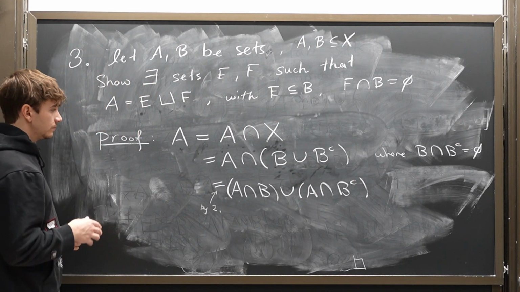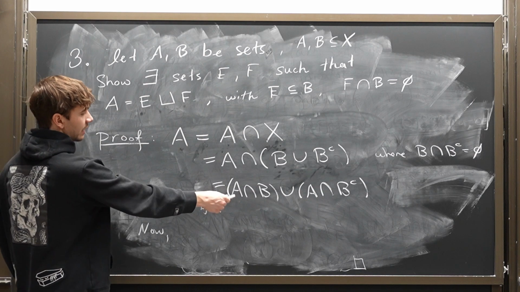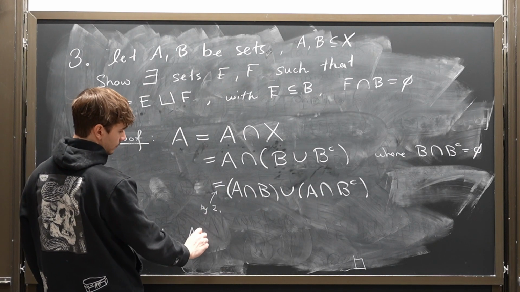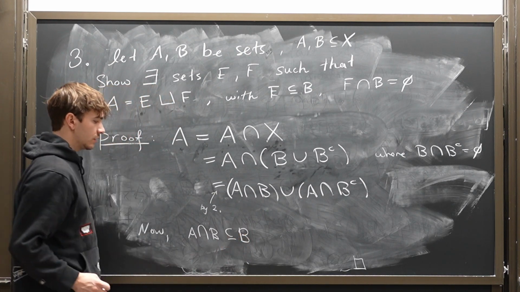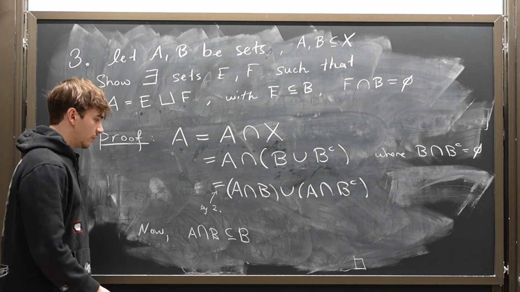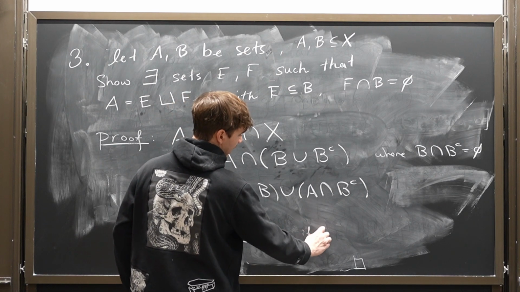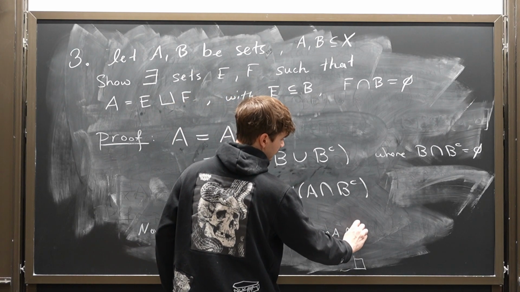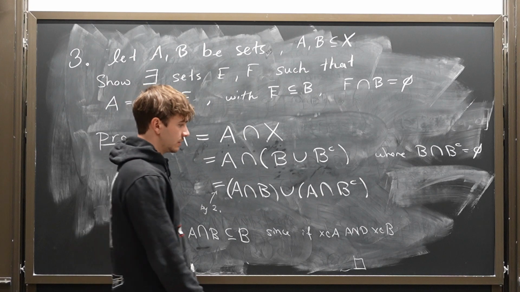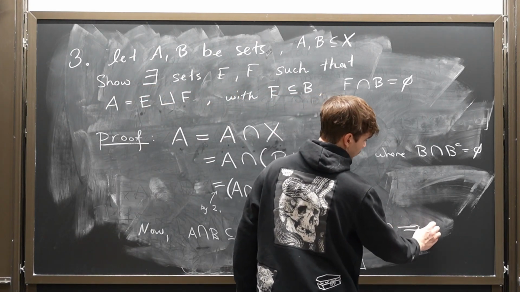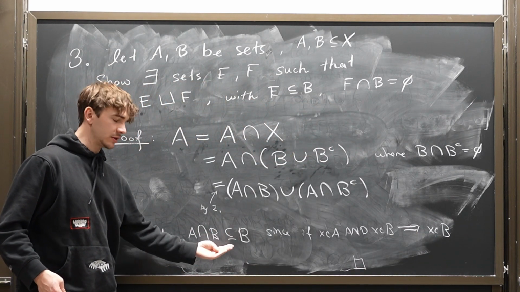Now I just need to check that these two conditions hold. We're going to note that A intersect B is a subset of B. Why is this set a subset of B? Well, if X is in A and X is in B, i.e. if X belongs to A intersect B, then automatically, of course, X must be in B. So this is a clear set theoretic conclusion here.